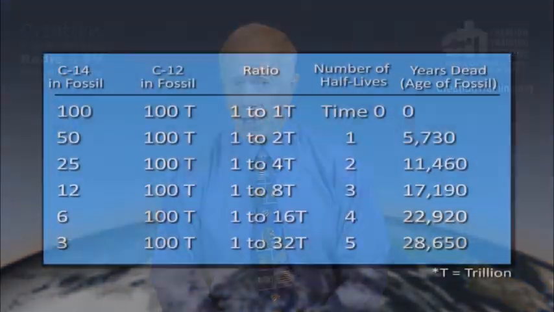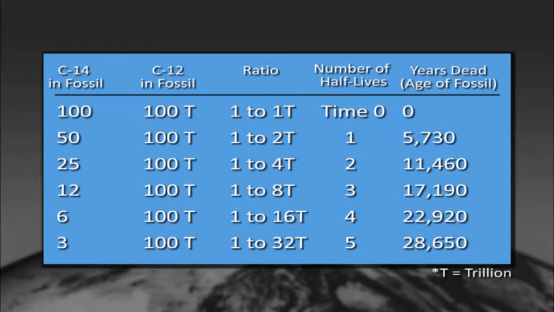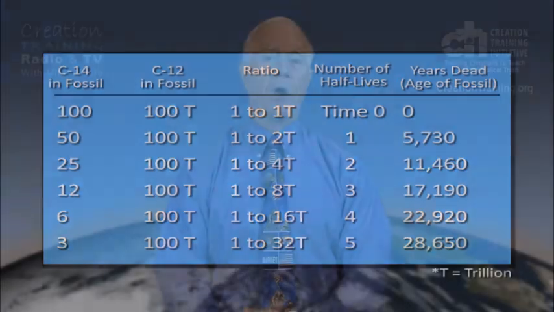Well, let's do one more. Suppose we were to find a fossil, it had only 3 carbon-14 atoms in it, and yet still 100 trillion carbon-12 atoms. That would be a ratio of 1 to 32 trillion. That means that creature has been dead for 5 half-lives, and 5 times 5,730 is 28,650 years. That's about how long that creature has been dead. And we continue this process, and we can see that the maximum dating range would be about 80,000 years, and that would be using the best equipment.